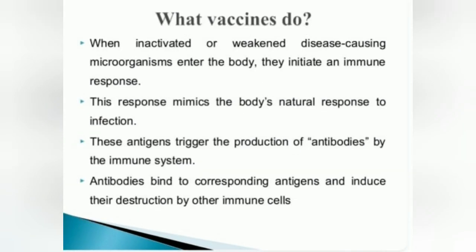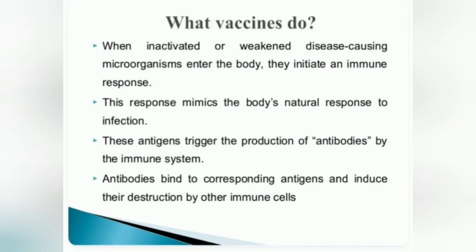And the most common question is, what do vaccines do? The answer is, when inactivated or weakened disease causing microorganisms enter the body, they initiate an immune response. This response mimics the body's natural response to infection. These antigens trigger the production of antibodies by the immune system. Antibodies bind to corresponding antigens and induce their destruction by other immune cells.